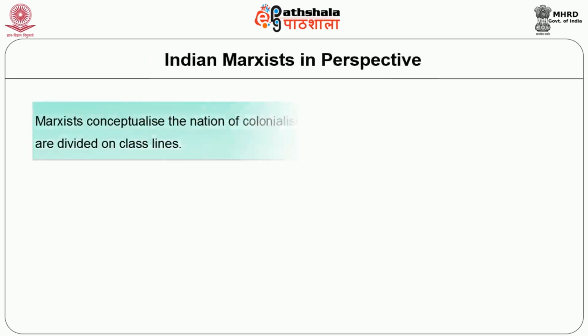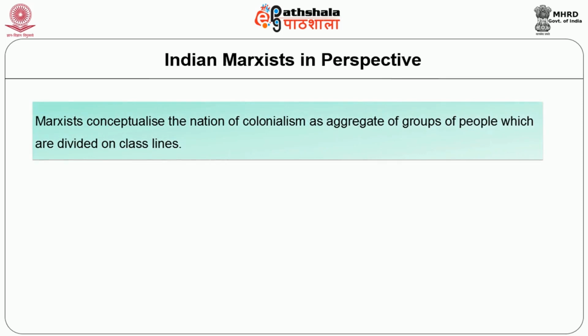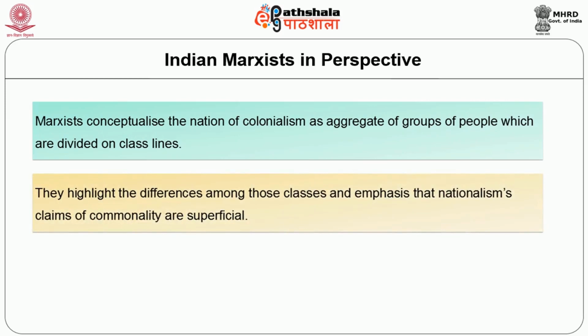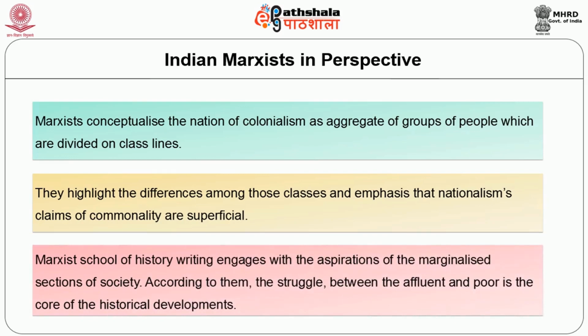Indian Marxists in perspective. Abdul Rahman argues that Marxists conceptualize the nation of colonialism as an aggregate of groups of people which are divided on class lines. They highlight the differences amongst those classes and emphasize that nationalism's claims of commonality are superficial. Hence, the Marxist school of history writing engages with the aspirations of the marginalized sections of society.